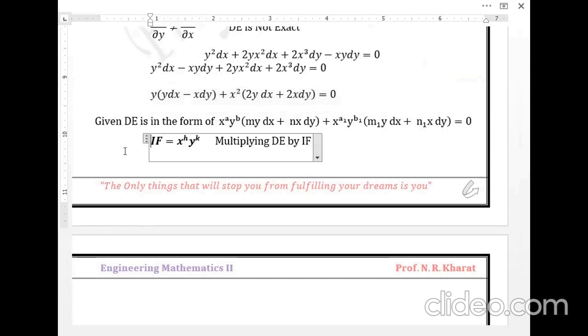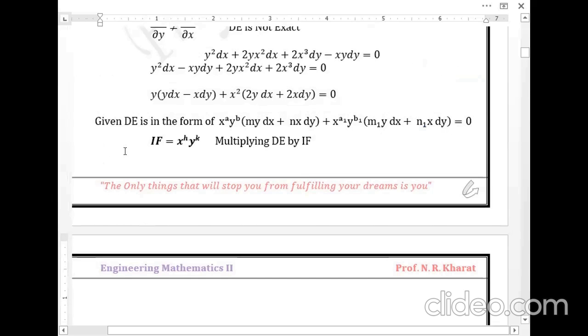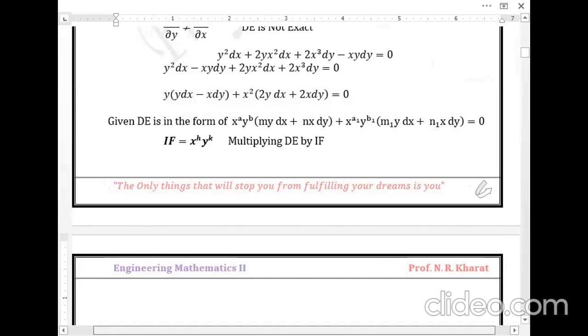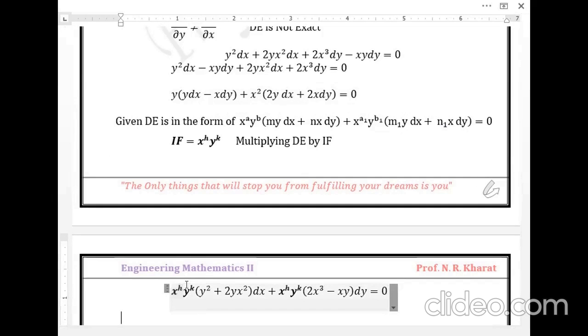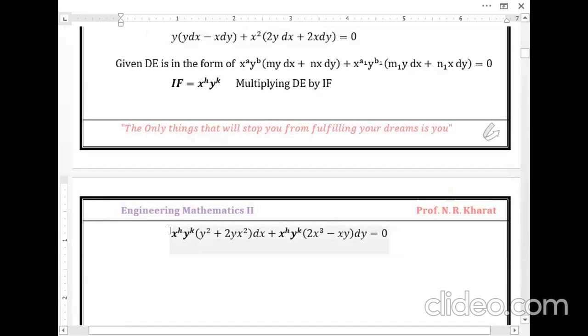So we have to assume the integrating factor is x^h y^k, their product. After assuming the integrating factor, we have to multiply this differential equation by the integrating factor. So we get the new differential equation, and that equation becomes exact. After multiplying the differential equation by the integrating factor, we get the equation in the form of h and k. So this is the equation after multiplying the integrating factor.